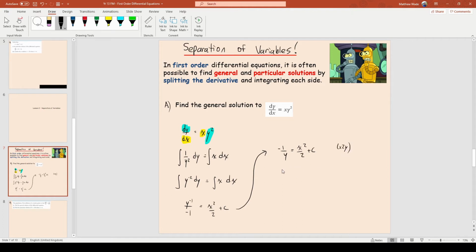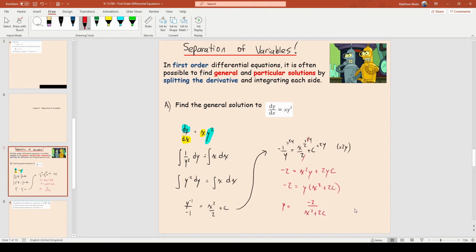And we're going to get on this side then, times 2y, times 2y, times 2y, and we're going to end up with -2 equals, cancel, cancel, x squared y plus 2yc. Let's make y the subject. -2 is equal to y bracket x squared plus 2c, and that means that y is going to be -2 over x squared plus 2c.